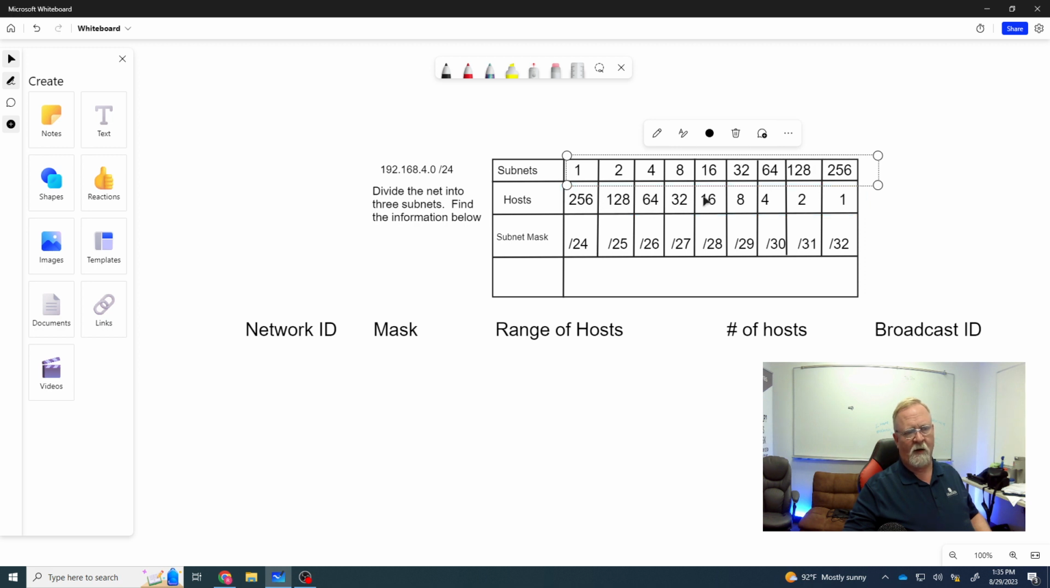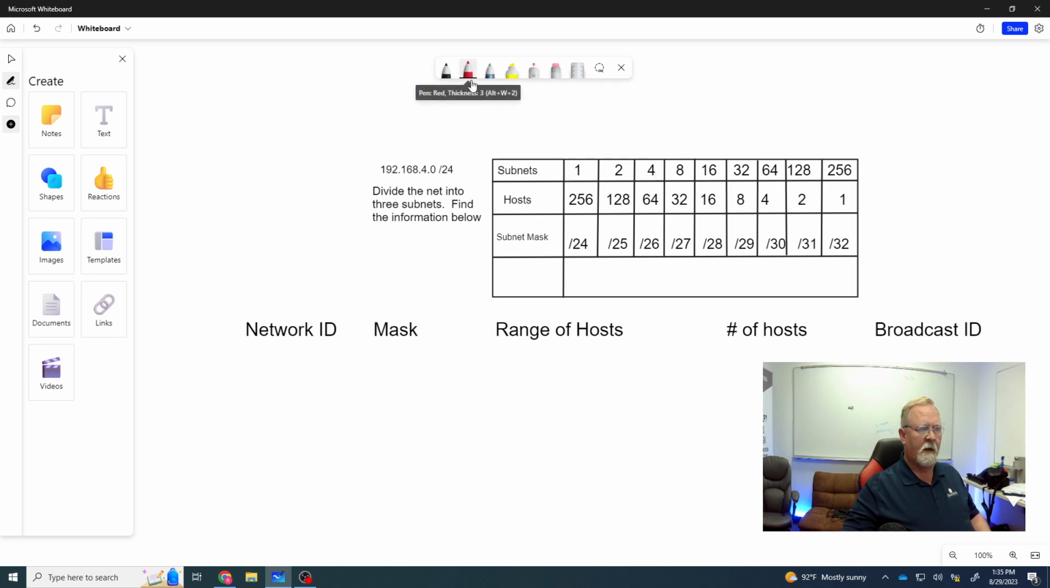If we divide it any bigger, we're going to reduce the number of hosts we have. So the maximum number of hosts we can have in each subnet and still get 3 subnets is 64, and that's dividing the network into 4 pieces. So knowing that answers most of our questions for us.